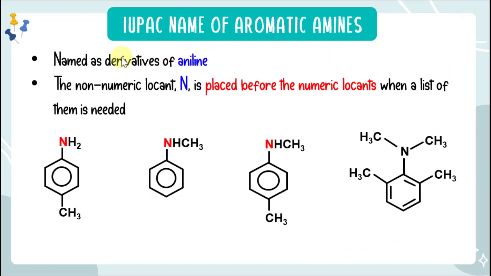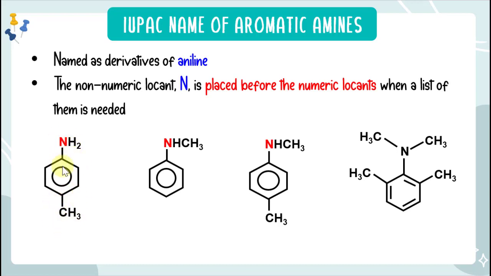Aromatic amines are named as derivatives of aniline. So when the nitrogen atom is directly bonded to the benzene ring, the parent name will become aniline. The non-numeric locant N is placed before the numeric locants when a list of them is needed. So it is not the same as aliphatic. For aliphatic, we put the N after the number, but for the aromatic amines, the N is placed before the numeric locants.